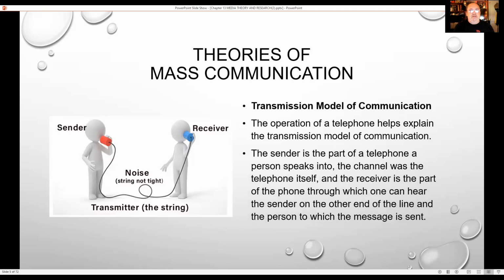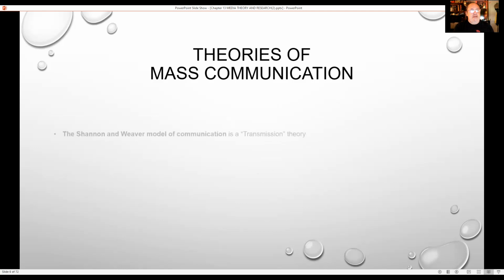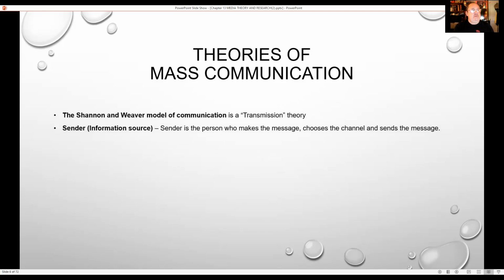So the operation of a telephone can explain this. The sender is the part of the telephone the person speaks into. The channel is the telephone itself. This is actually the more elaborate Shannon-Weaver version of the same theory we'll get to in a second. But anyway, you can pretty much see there's a sender. The message is whatever the sender is saying, and the receiver can either understand it or not understand it. So for real communication to happen, the message must be received, decoded, and understood.